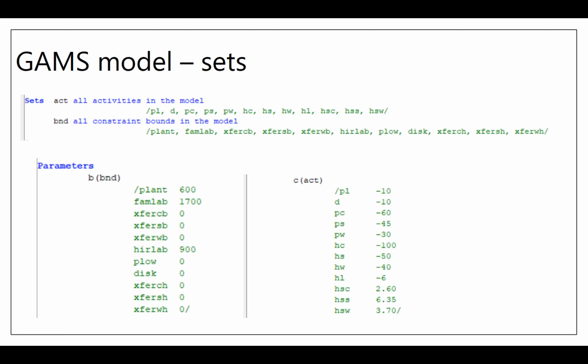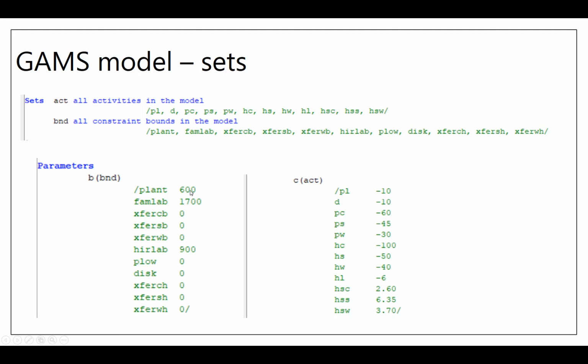And so I just gave names to all of these that are sort of close to what was in the Tableau: plant, family, labor, transfer CB, transfer SB, transfer WB, right? So these are all of the constraints in the order that I built them into the Tableau.